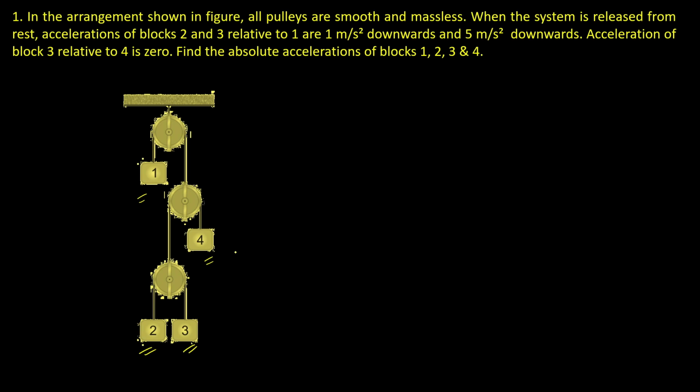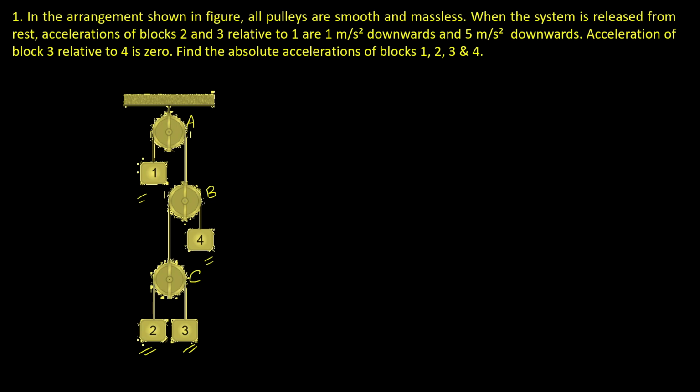So yeah, this is a little bit complicated question. For this, we need to move in a certain direction that I'm going to discuss over here. First of all, there are 3 pulleys. Let this be A, this be B and this be C. We have 3 pulleys and 4 blocks, 1, 2, 3 and 4.